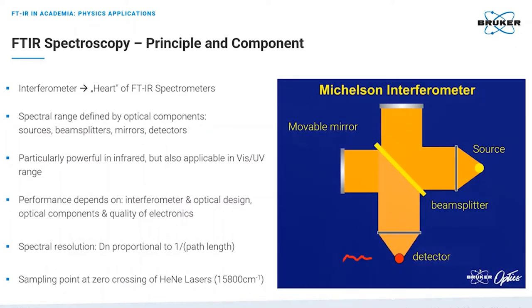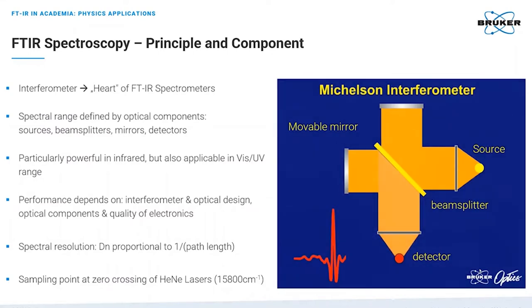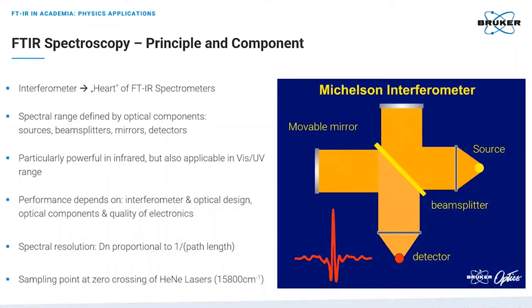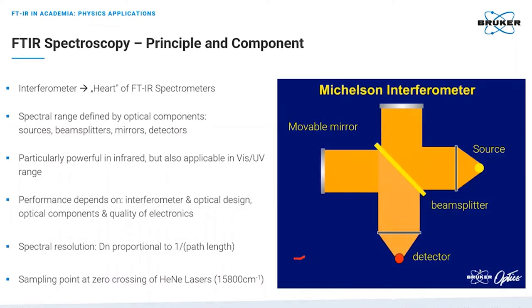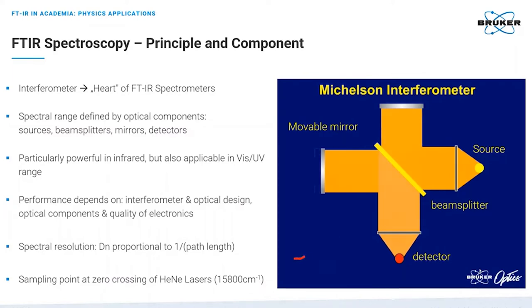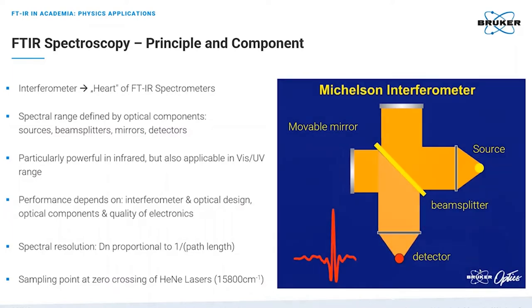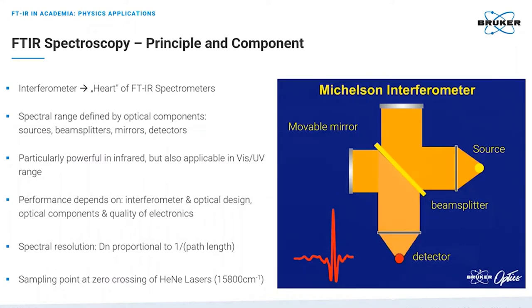The achievable spectral range of the FTIR spectrometer depends on the optical components, such as source, beam splitter, mirrors, and the detectors. The FTIR spectrometer is a very powerful tool in the infrared spectral range. By applying different optical components, it is also applicable for the visible and UV ranges. The performance of the FTIR spectrometer will mainly depend on the interferometer, the entire optical design, the optical components, and the quality of the electronics.